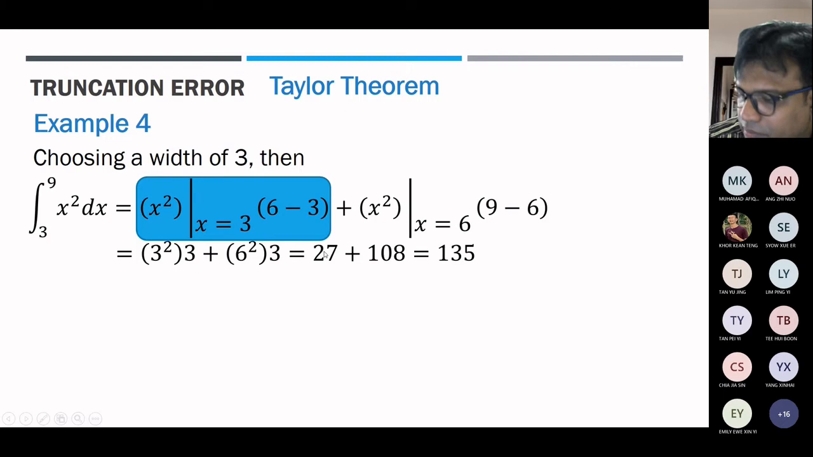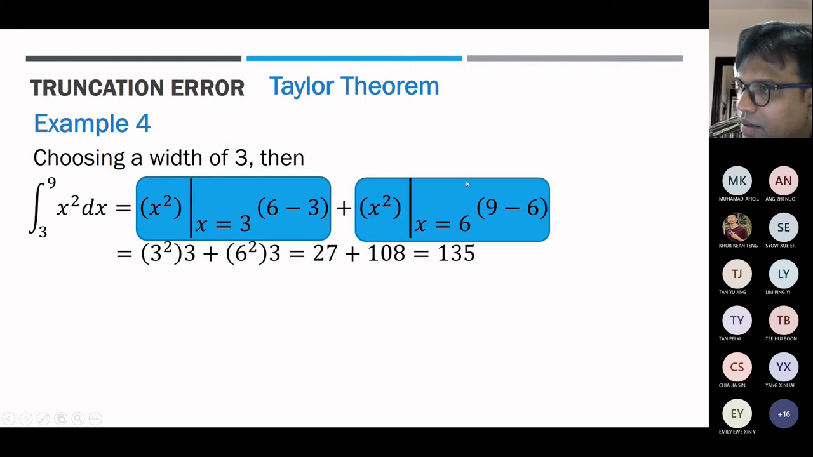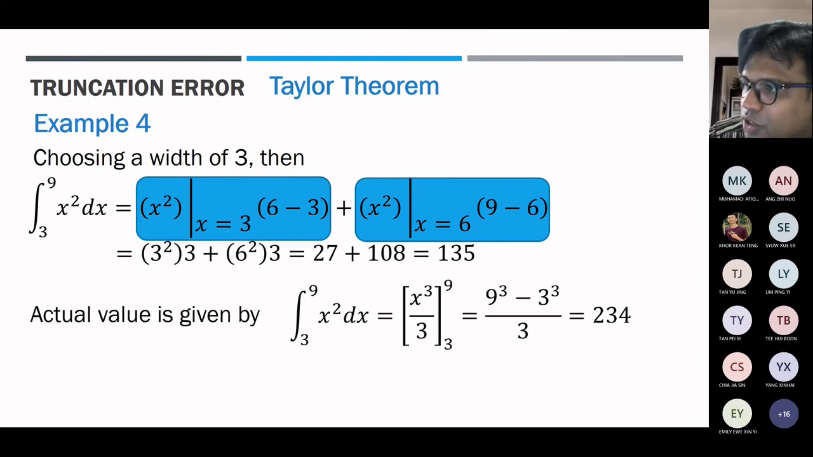And then for the second rectangle, you do the same thing and you get 108, and adding up these two, you get 135. Okay, this is the area under the curve. Now you need to compare with the exact solution. As we know the exact solution, we got 234.